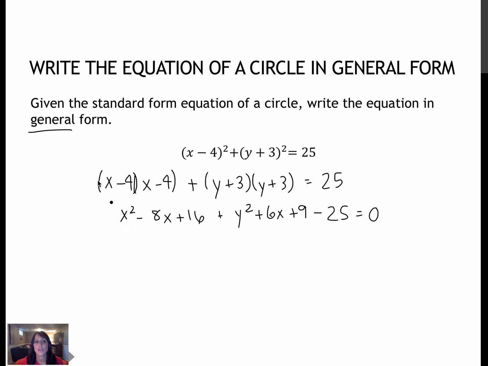To put this into general form, I'm going to write my x squared first and then my y squared. Then I'm going to write my x value, so minus 8x, and then my y, so plus 6y. Oops, this is a y. Sorry about that. And then I've got plus 16 and plus 9, which is 25, and I'm subtracting 25, which means I get 0. So this is my new equation in general form.